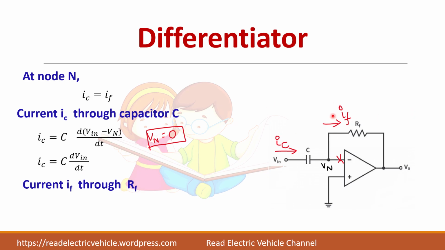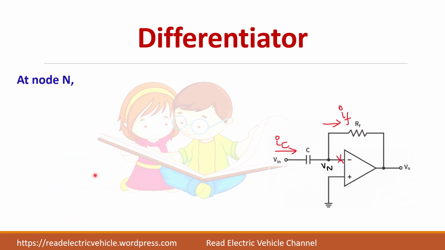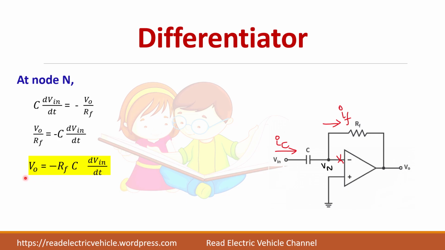Next, what is IF? Here it is only a resistor, so we can directly write IF is equal to Vn minus V0 by RF. Vn is 0, so I'm writing minus V0 by RF. Now let us equate these two equations and simplify. So you will get the output voltage is equal to minus RF into C dVin by dt. The output voltage expression is a function of the derivative of the input signal.